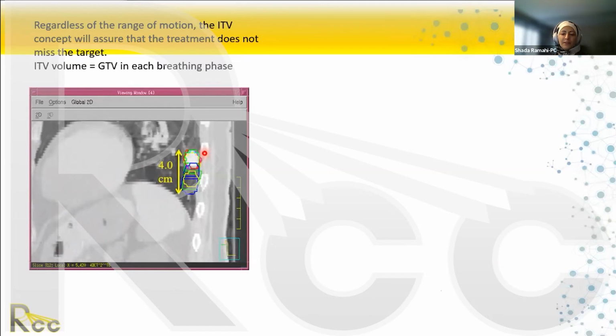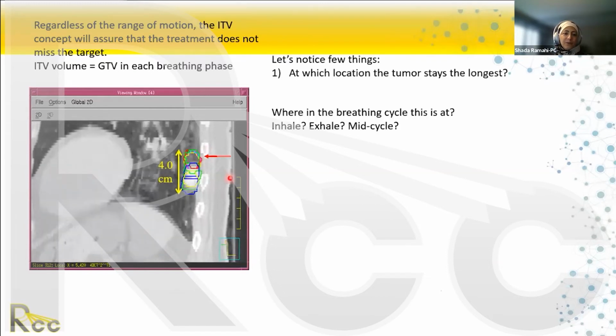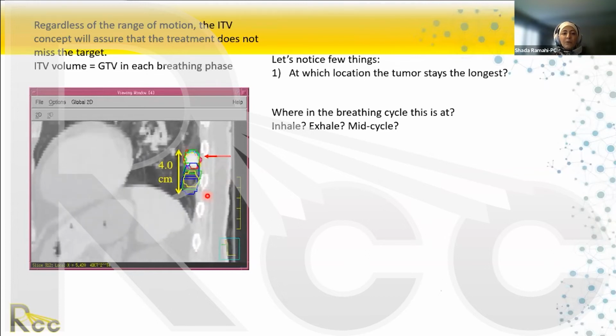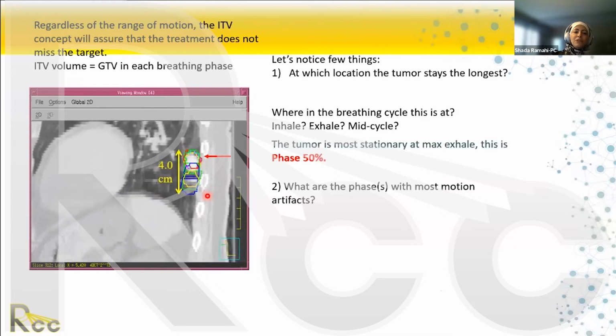The highest part, this is 50% phase, the maximum. And in between, the phases are distributed. So phase equals different location on the breathing cycle.